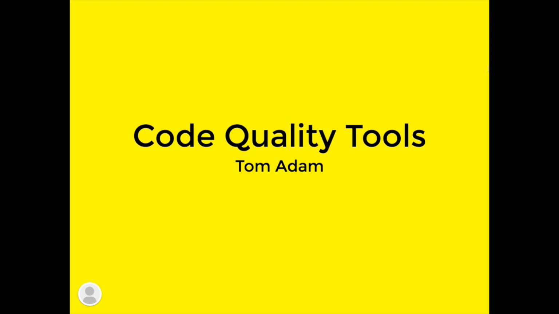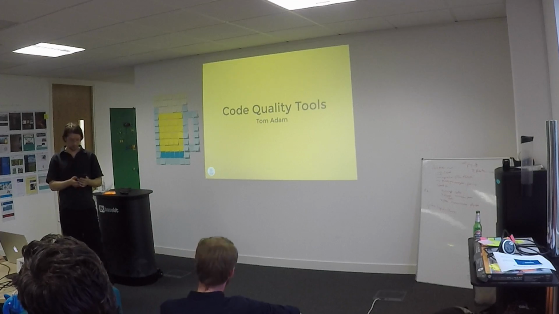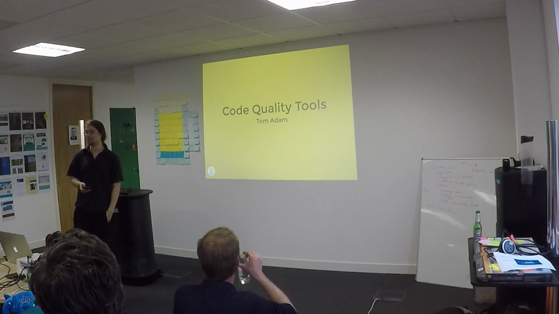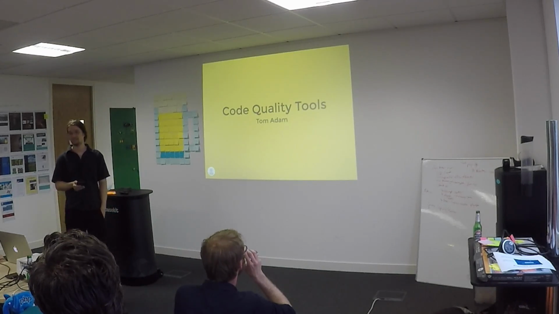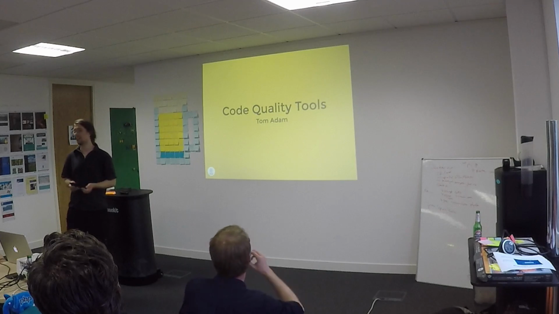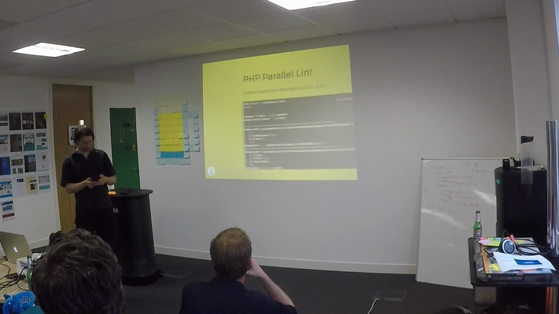I'm going to talk about some code quality tools that you might use in your CI toolchain. I'm going to avoid the standard ones like PHP LOC and stuff like that that are in pretty much every guide that you would look at on this. So I'm just going to go for the ones I actually use, that you might not have heard of.